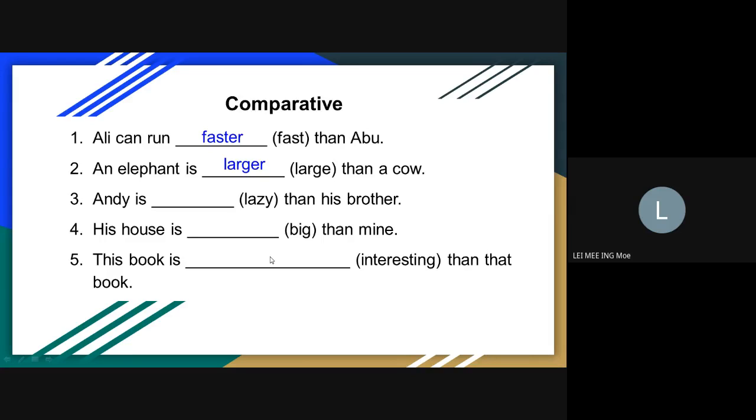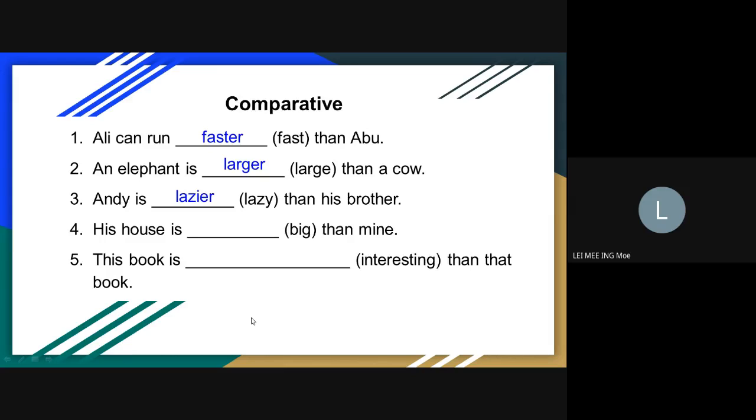All right, some of you typed lazier. Yes, the answer is lazier. Well done. So with than over here, it is a comparative. You have Y as the last letter here, you drop the Y and then you plus IER. Good. Now, question number 4.